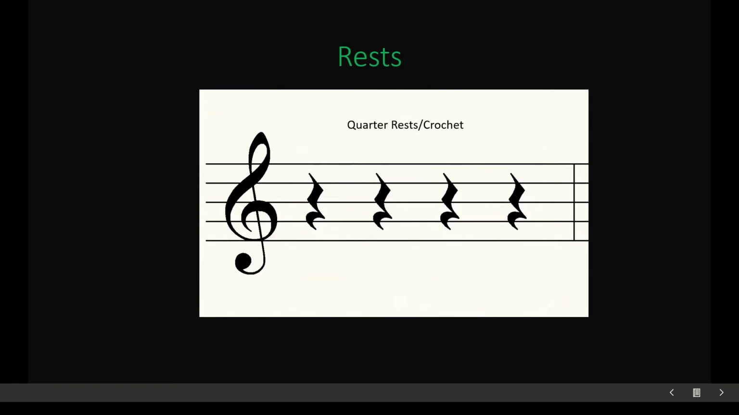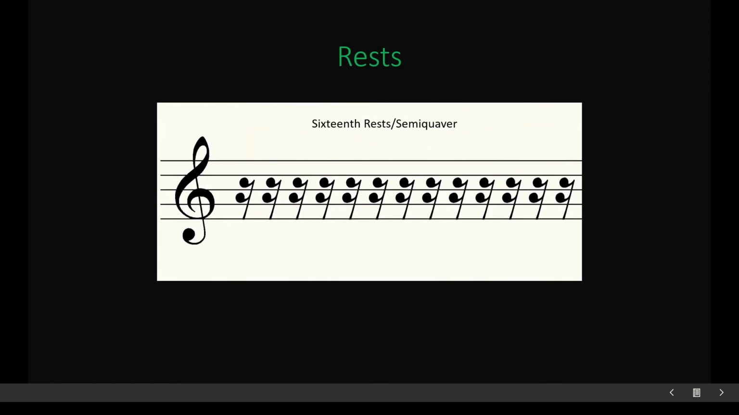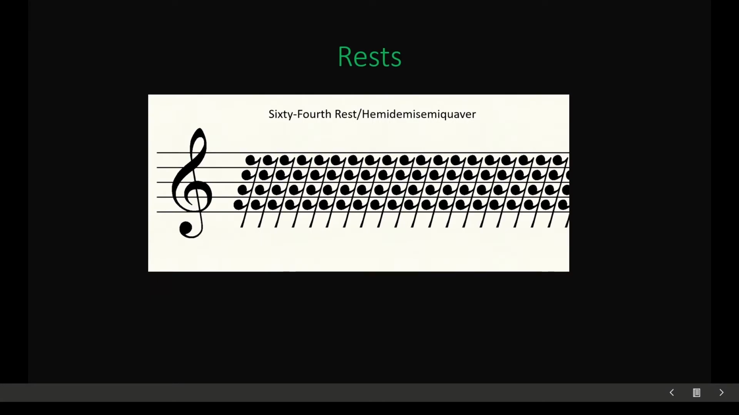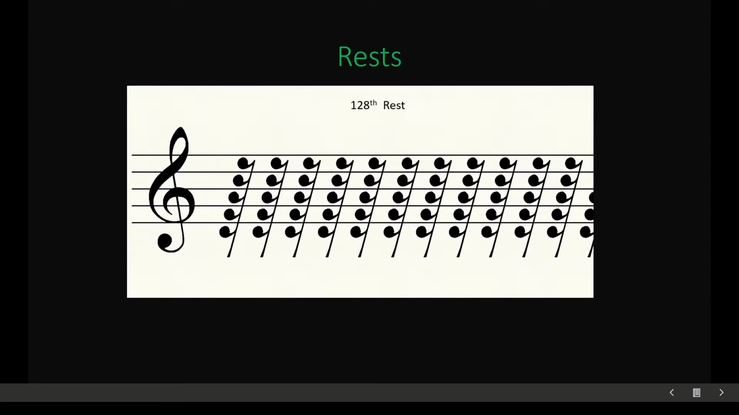So now these are the quarter rests. They're kind of like lightning bolts with a little hook on them, the crochet rest. Each of these is a quarter rest of silence, depending on what the time signature is, which we'll get into. Then you have eighth rests, 16th rests, 32nd rest. Notice the names. 64th rest, the hemi, demi, semiquaver. And then there's a 128th. That looks a little cleaner.